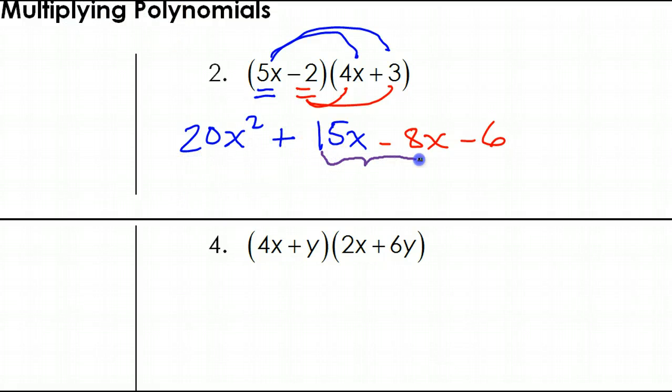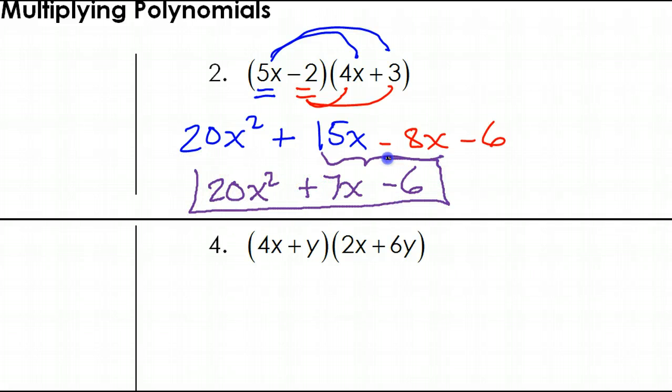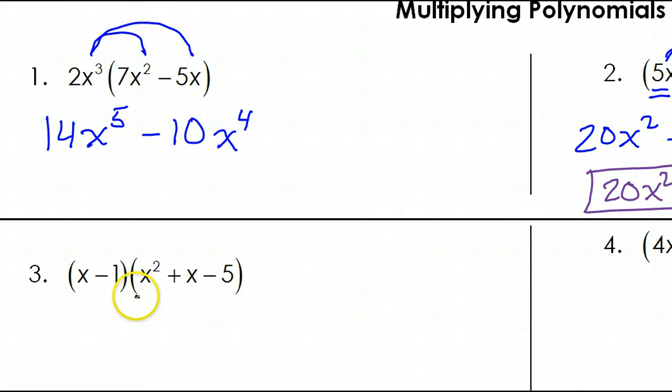So I will put these like terms together. So in the end, I will have 20x squared, and this is going to be plus 7x minus 6. So this would be my final answer. All right, so here again, we have to do this sort of double distributive property.